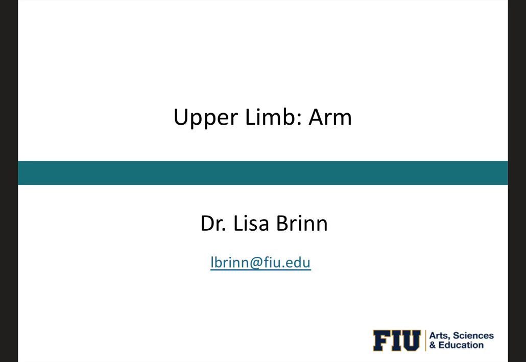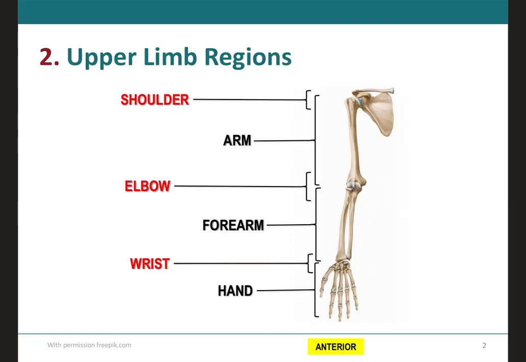Hello everyone. In this PowerPoint presentation, we will be covering the arm, which is also part of the upper limb. When we refer to upper limb skeleton, we do include the pectoral girdle, which actually means chest or breast, and it will be the one that's located in the chest region.